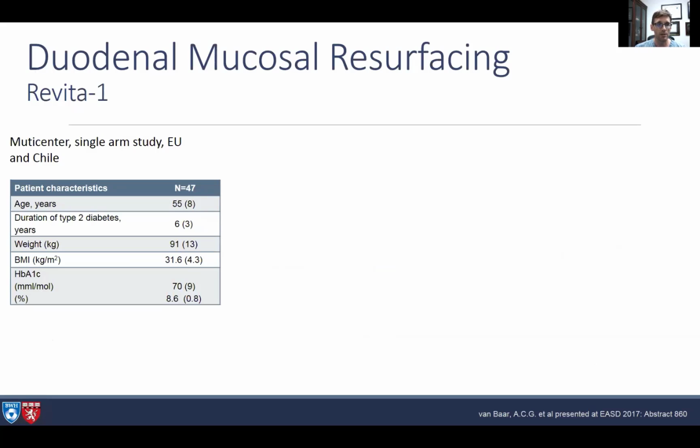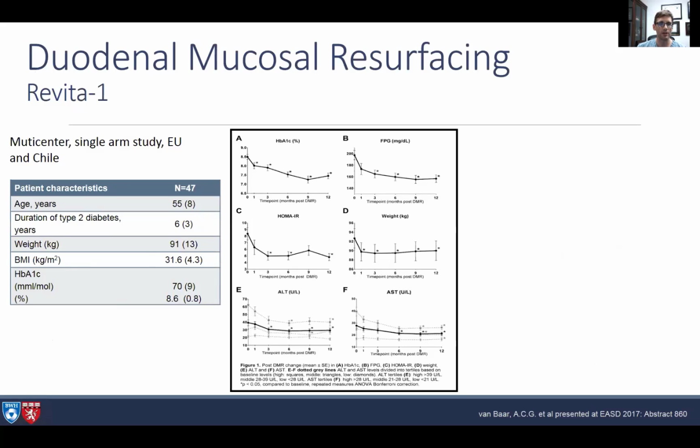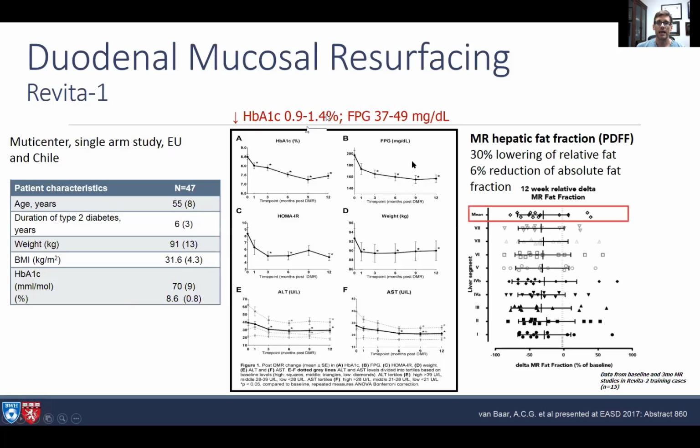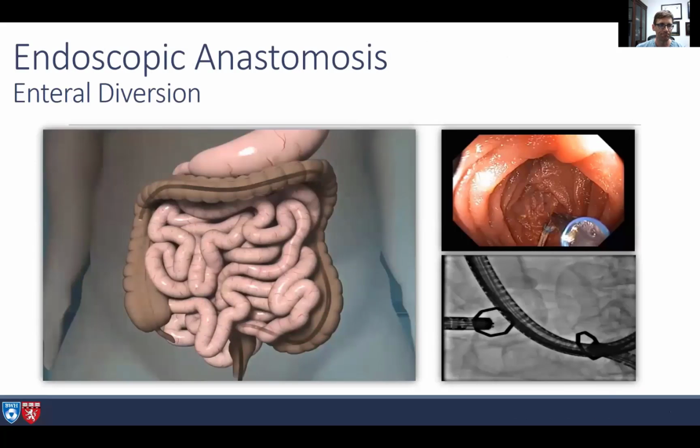A follow-up study, the REVITA-1 study, was a multi-center study, including sites in Europe and Chile. And you can see the baseline patient characteristics are very similar to the prior group, again with rather poorly controlled diabetes. And again, we have improvement in everything across the board: A1C, fasting plasma glucose, HOMA-IR, and liver tests, which was quite interesting. So we have a drop in A1C of up to 1.4% there. And they also looked at MR hepatic fat fraction, which is quite novel. And they saw a 30% lowering of relative fat and 6% reduction of absolute fat fraction. And they have further studies looking at this that are underway.